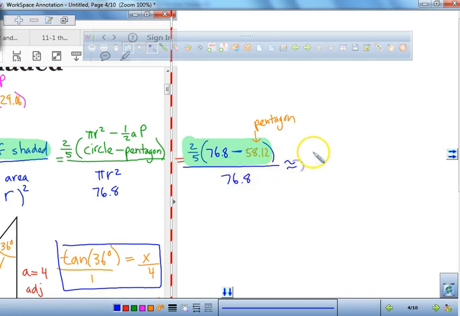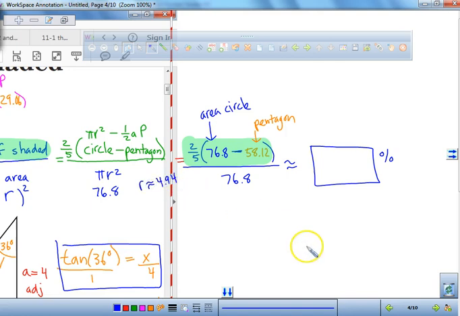And now I have enough information to find my percentage. What does this right here represent? That represents the area of the circle. And what was our radius approximately equal to? Our R value was approximately equal to like 4.94 something. So now we're going to type all this in.